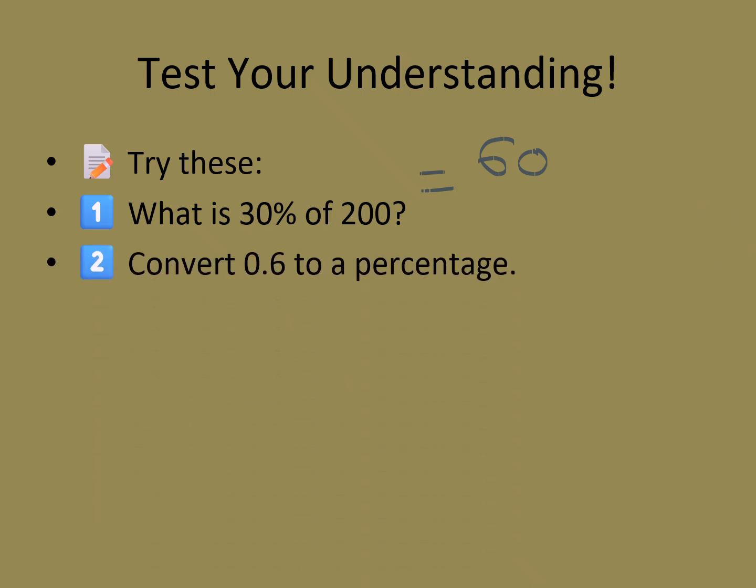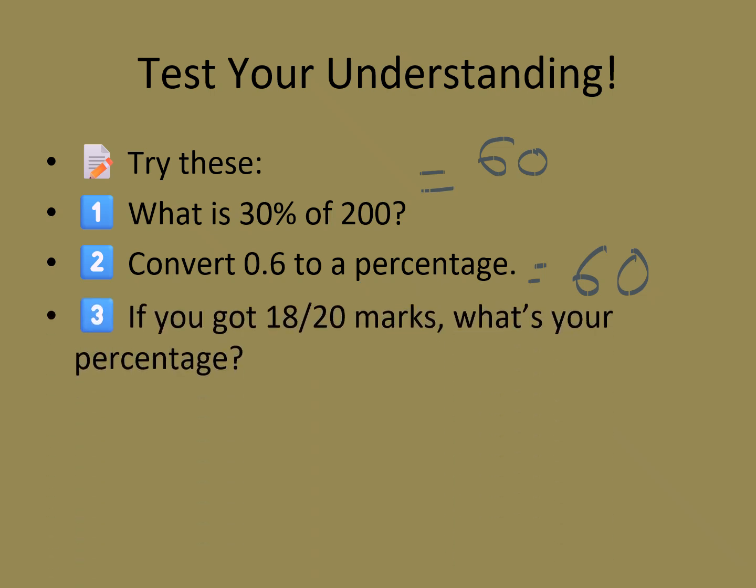Now next, convert 0.6 to a percentage. So I have to convert a decimal into a percentage. What I will do is multiply this with 100. So my decimal point will shift to the right side. How many times? 2 times. So 1 time and 1 more time. So my answer will be 60%.